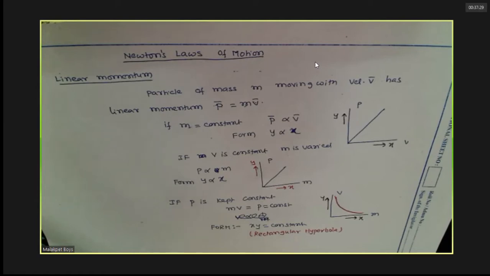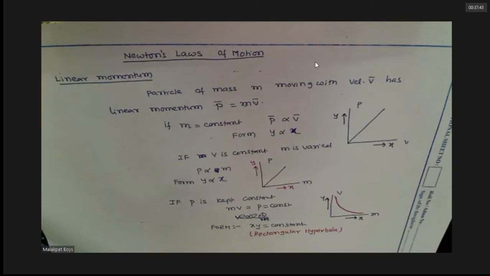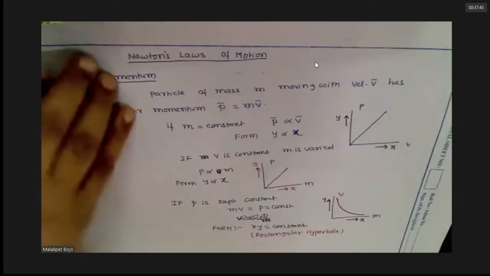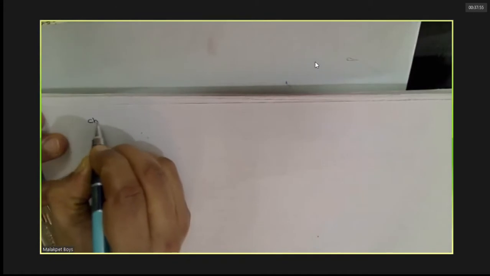So what is the derivative of a constant? 0. What is the derivative of x? 1. What is the derivative of x square? It's 2x. What is the derivative of x cube? It is 3x square. What is the derivative of sin x? It's cos x. What is the derivative of e power x? It is e power x. What is the derivative of natural log of x? It's 1 by x. Now I'm writing integrals here.